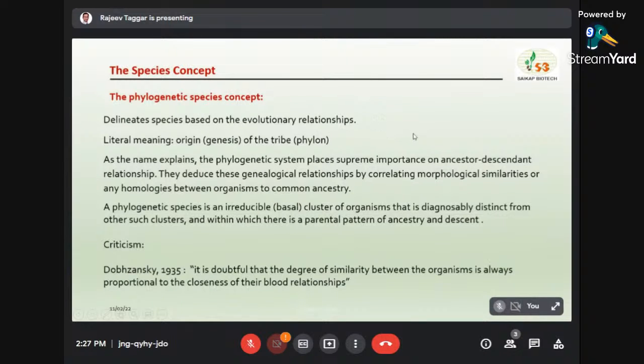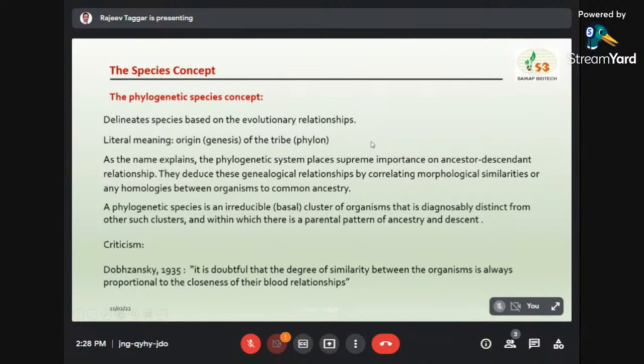Okay, we go to the next one, the phylogenetic species. And the phylogenetic species is about the relationships, the blood relationships. The word phylo comes from tribe, meaning belonging to the same tribe. So they say that when they come from the same tribe and are part of the same population, since they've been moving together, we can say that this is one species.